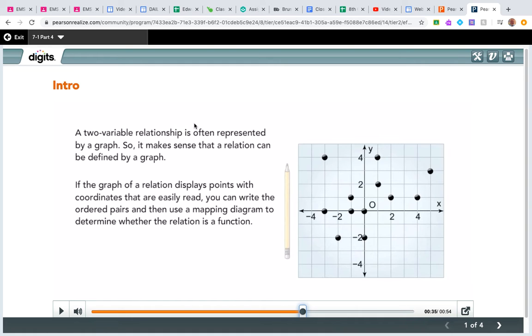Remember that a function is a relation or a rule that assigns each input to no more than one output. Now, there's a really easy way to tell if something is a function, if it's graphed. Oftentimes, relations are graphed. You've graphed things before, right? Well, the real easy way to tell is called the vertical line test.